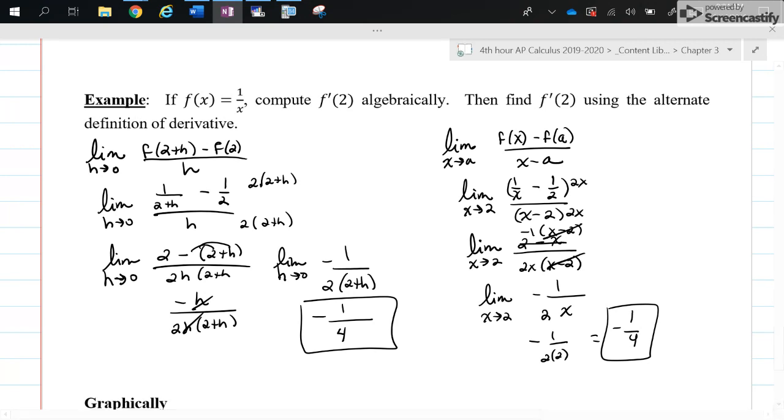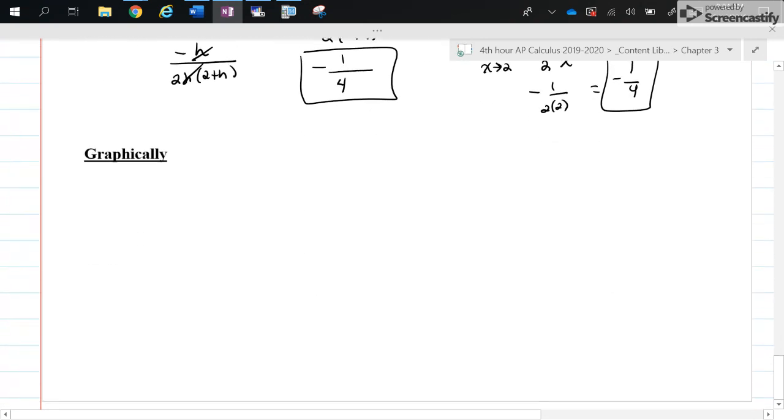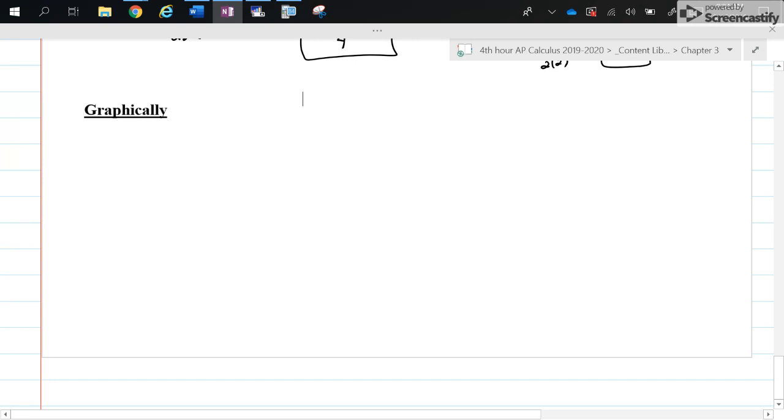So we can compute the derivative algebraically using our formal definition of derivative, which is the one on the left. And we can also do it using the alternate definition of derivative, which is the one on the right. So I just have a little more to talk about as far as graphs go and derivatives.